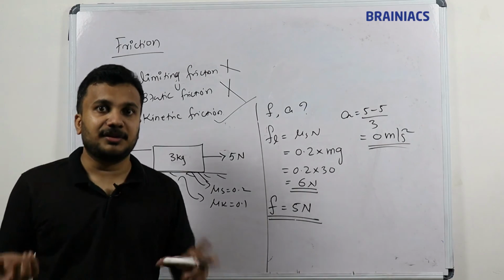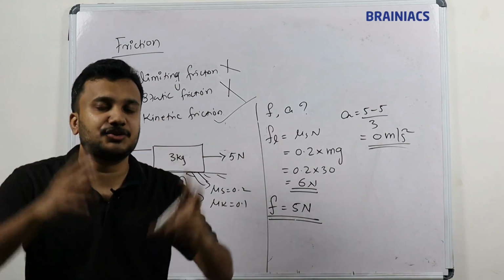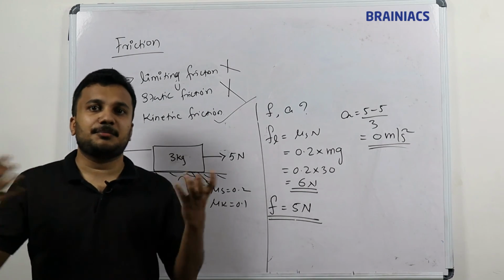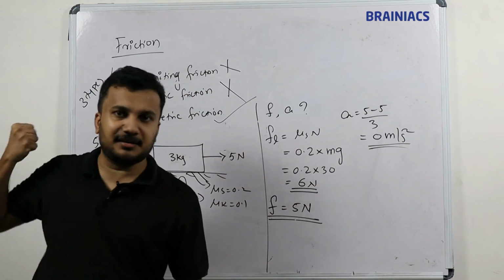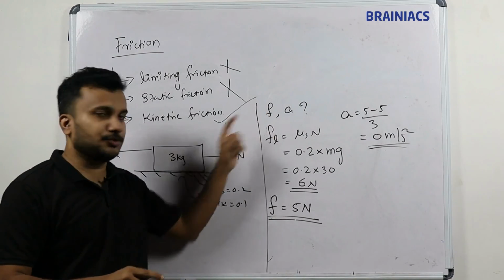To find out whether I need static friction or kinetic friction, my first step is to find the limiting friction. From the limiting friction, if I understand the block is moving, then I will take the kinetic friction, apply this value, and find the frictional force value.